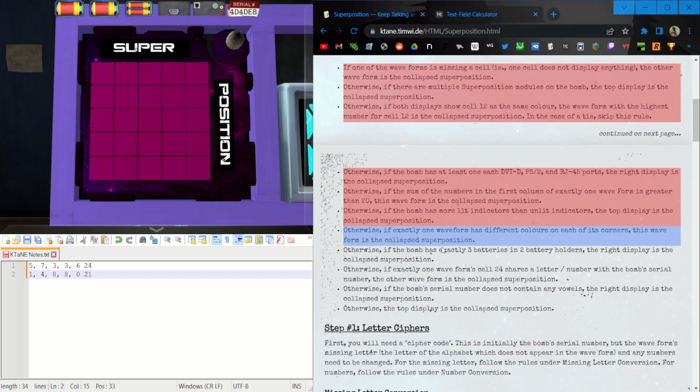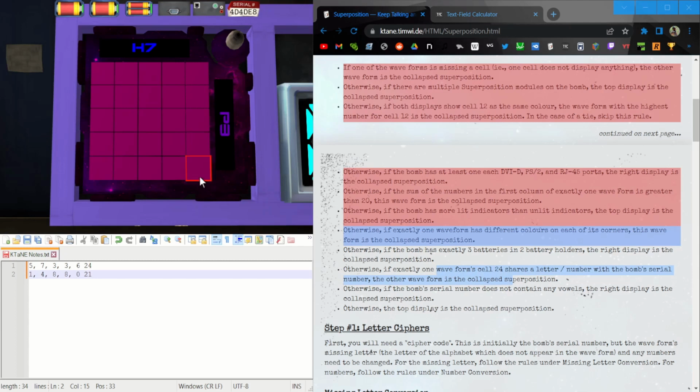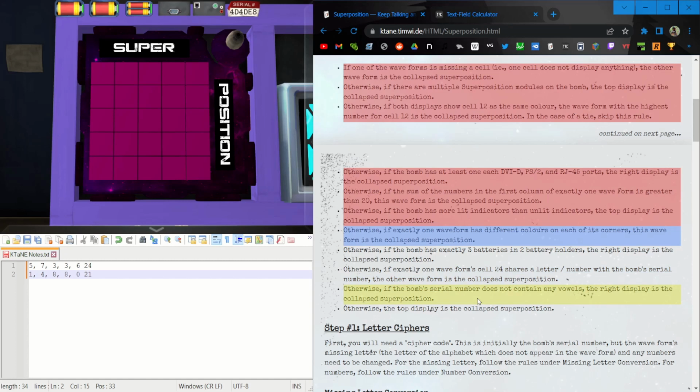Let's go over the rest of the rules just to make sure that you guys understand them. 3 and 2, that's easy enough. Cell wave 1, blah, blah, blah. Exactly one waveform cell 24, which is the bottom right, shares a letter or a number with the bottom serial number, then use the other one. Serial number has no vowels, and the top display.